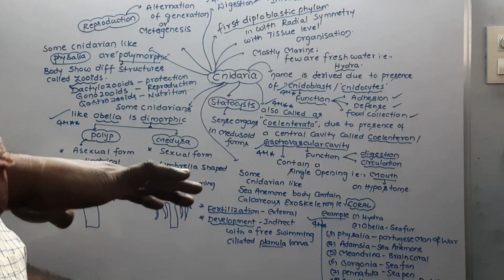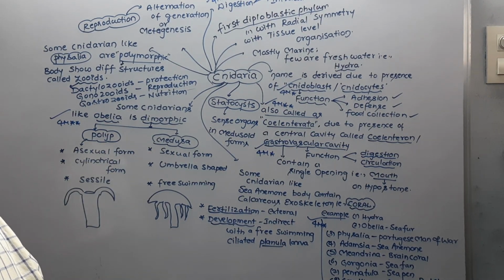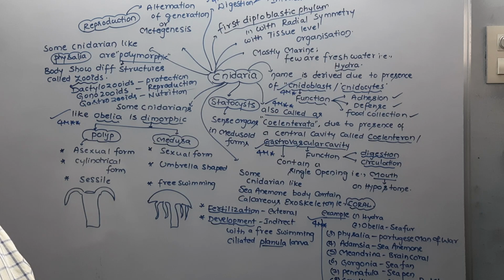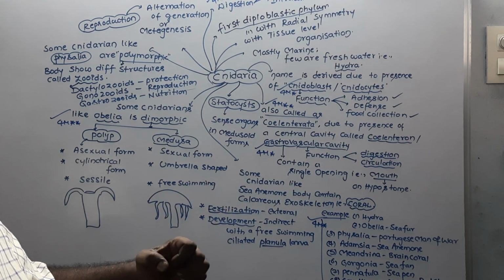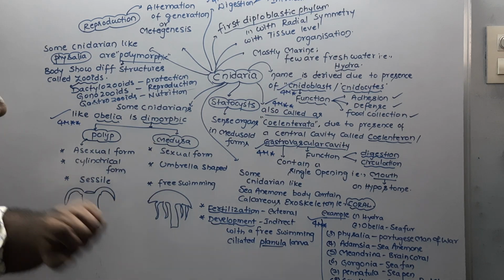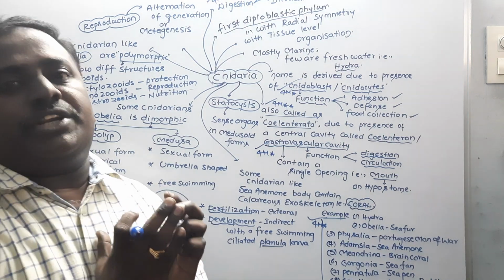It easily floats on the water due to the presence of high mesoglea. Meso means middle, glea means gel-like substance. The gel-like substance between ectoderm and endoderm is called mesoglea. That is highest in medusa, which is why the medusa stage can easily float on the water. Fertilization is external, development is indirect. So this is about Cnidaria.